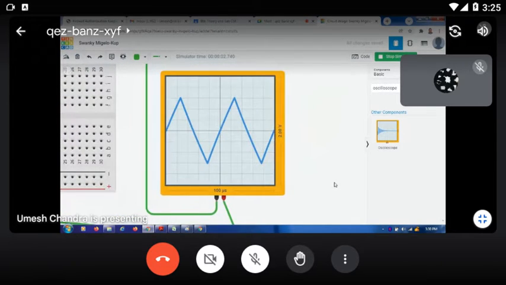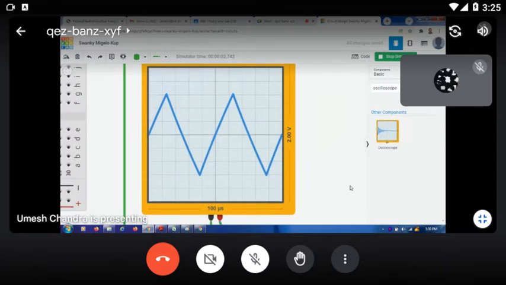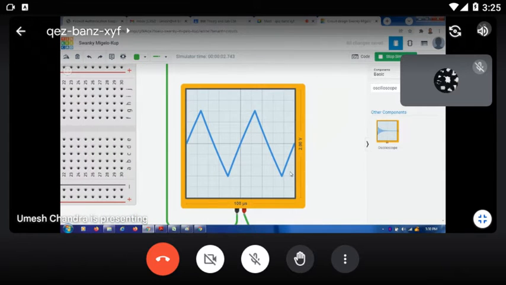Output: what is your voltage? Here is 2 volt. Total is 2, so each block is 0.2. Each block is 0.2 volt. Then now you calculate what is your voltage, what is your amplitude?